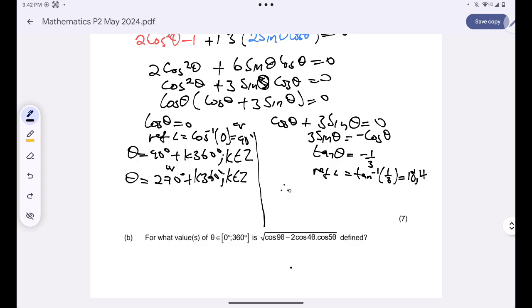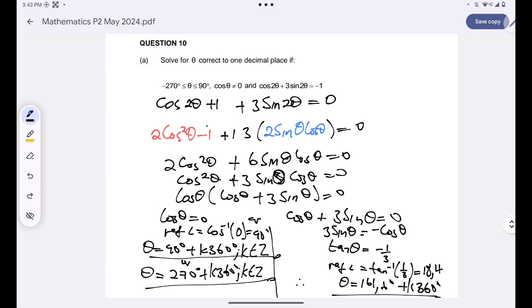But remember that, guys, for tan, you can only find your angle either in the first or second quadrant. So since tan is equal to a negative number, that means my angle is in the second quadrant, right? So I'll say 180 minus 18.4. So my theta will be equal to 161.6 degrees plus k360, like that. So these are my answers, guys.